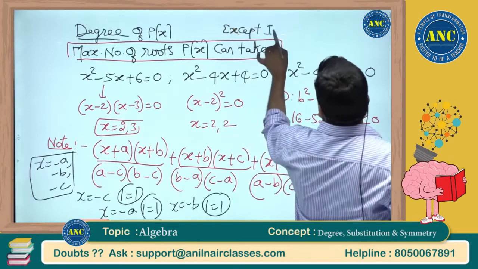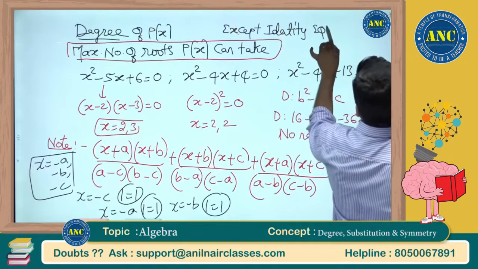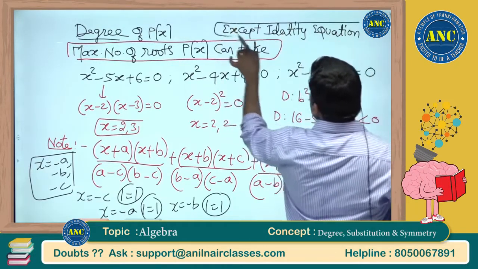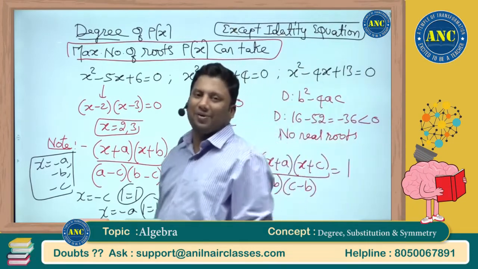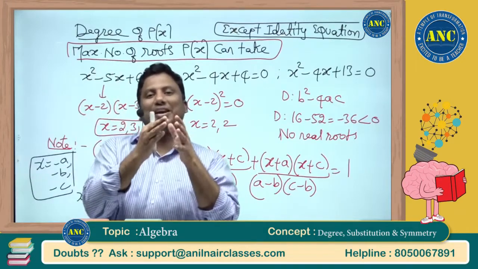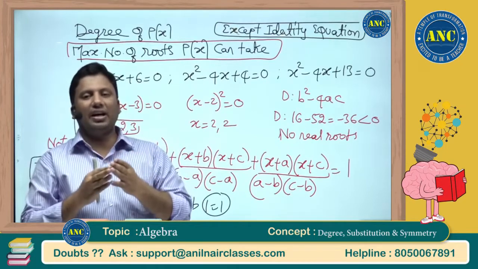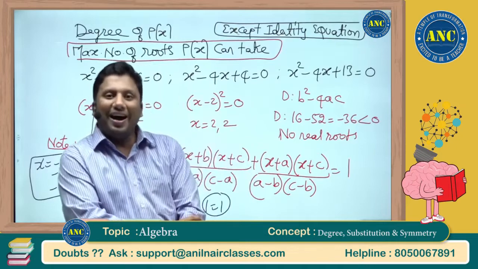Identity equation is an equation. Identities are like sin square theta plus cos square theta equivalent to 1. That is an identity equation. In an identity equation, there is no restriction on a particular value of theta. Theta can be 15, theta can be 30, theta can be 45, theta can be 60, and so on.